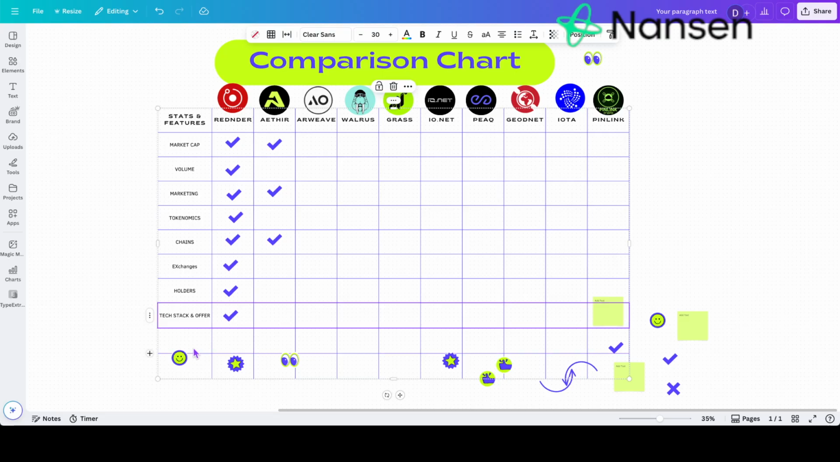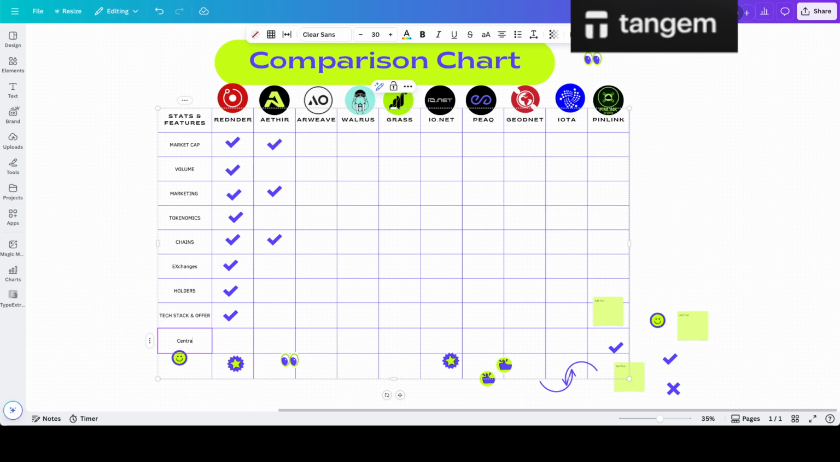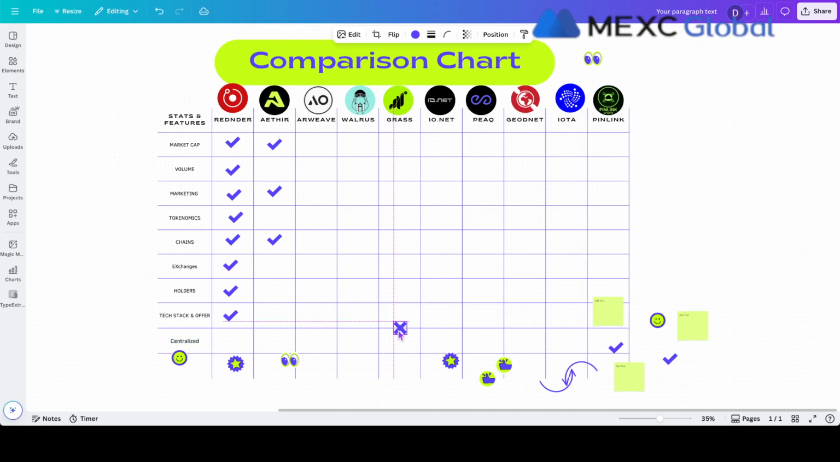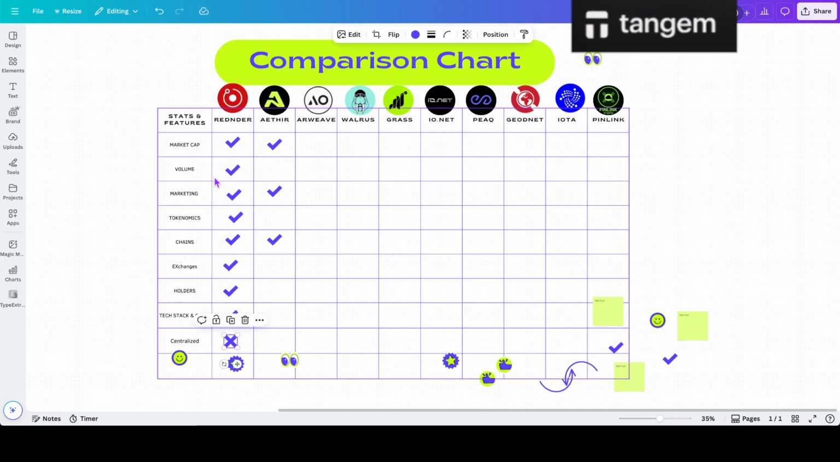So let's add a row here and let's put centralized. Let's put this as a category, because you deserve to see this. And the absolute worst aspect of it is that it is highly centralized. Now, is that detrimental to you? Right? Is that detrimental to you? And we're going to find out.